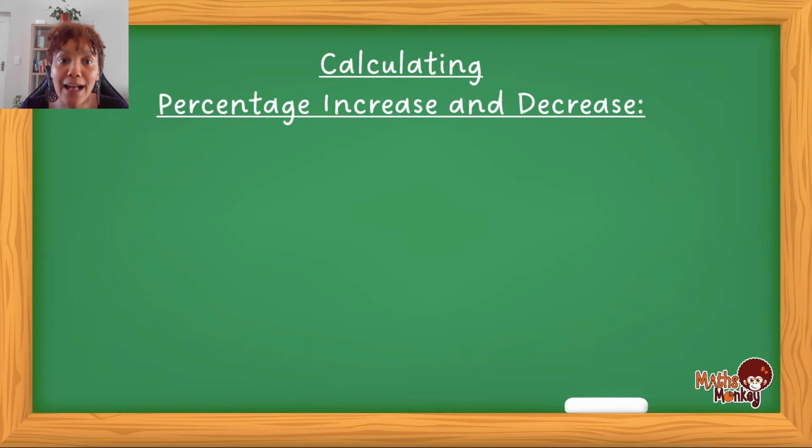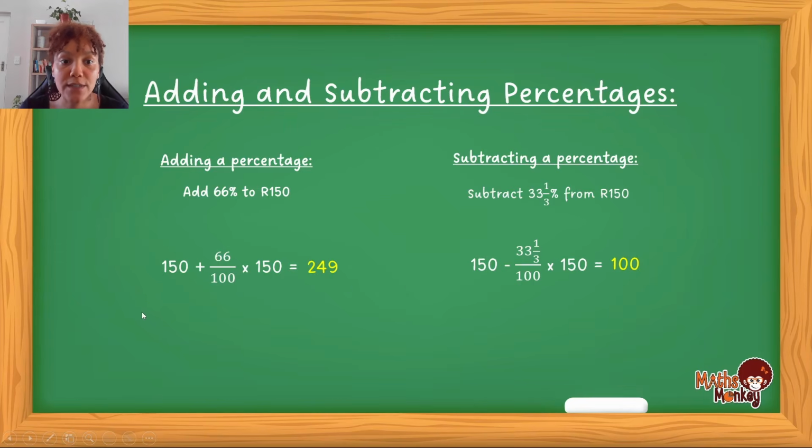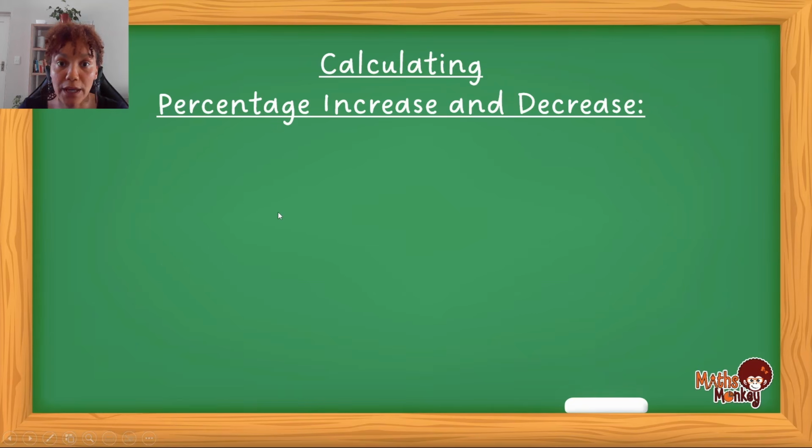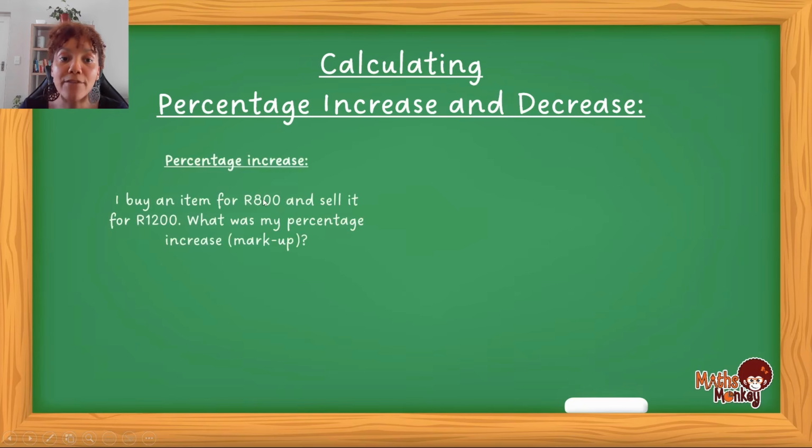The next one is calculating the percentage increase and decrease. Now, in the previous section, you'll see that you were given the original value and you were asked to add a percentage. So in this next section, we have the starting value and the end value, but we want to find out what percentage was actually added or what percentage was actually subtracted. Now I've got two examples, one for percentage increase and one for percentage decrease, to show you how to do this calculation. But essentially it works as follows.